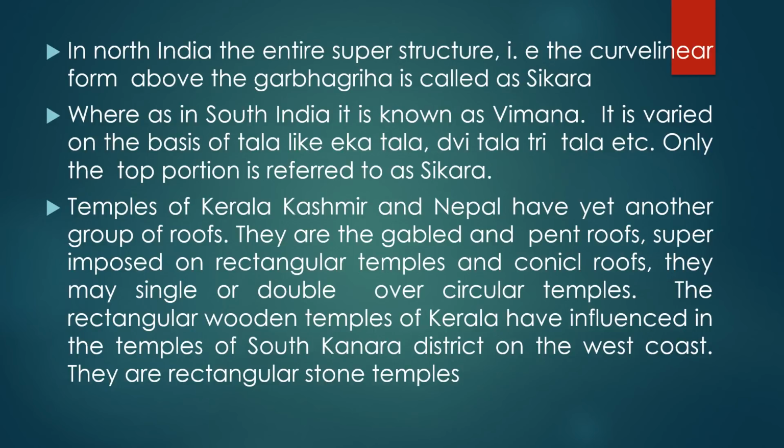Temples of Kerala, Kashmir, and Nepal have yet another group of roofs. They are the gabled and pent roofs, superimposed on rectangular temples and conical roofs. They may be single or double over circular temples. The rectangular wooden temples of Kerala have influenced the temples of South Kannada district, because South Kannada is very near to Kerala. So the temple architecture influenced South Kannada also on the west coast. They are rectangular stone temples mostly.